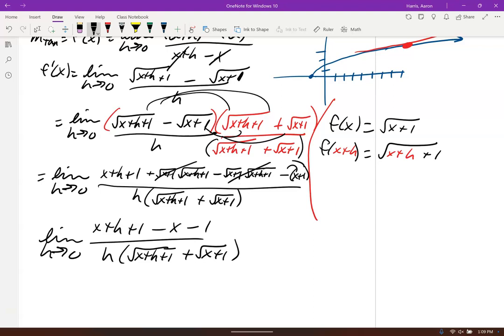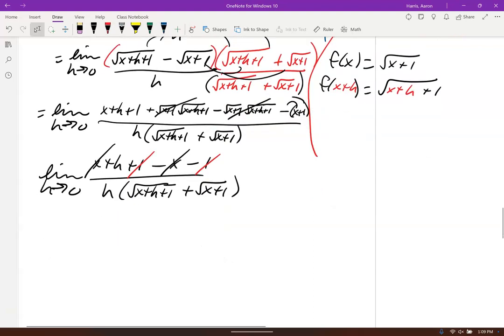Limit as h goes to 0. Now notice x minus x, gone. 1 minus 1, gone. So all I'm left with is an h on top, h on the bottom. I wanted that to cancel.